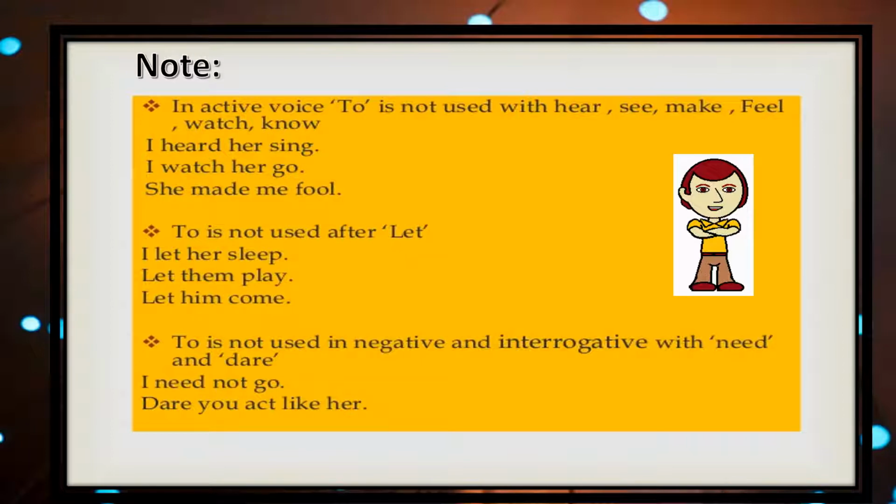To is not used in negative and interrogative with need and dare. Example: I need not go. Dare you act like here? So these are the examples where we can't use to in active voice and to in negative or interrogative sentences.